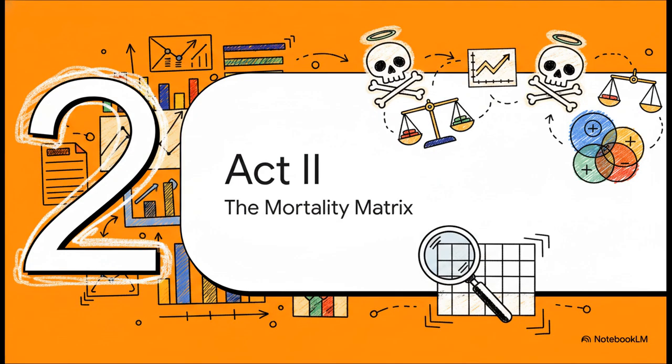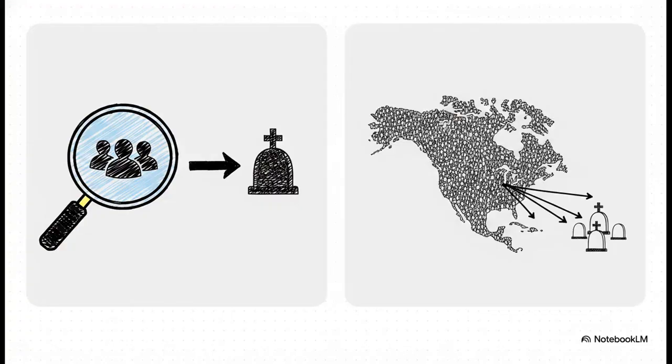Act 2, the mortality matrix. All right, we've talked a lot about how people get sick, but now we need to explore how we measure death in a population. When evaluating population mortality, clinicians have to separate another pair of easily confused metrics. And yes, this requires some serious denominator discipline. Let's contrast the case fatality rate with the crude mortality rate. The case fatality rate measures explicit virulence, basically how deadly a specific condition is.